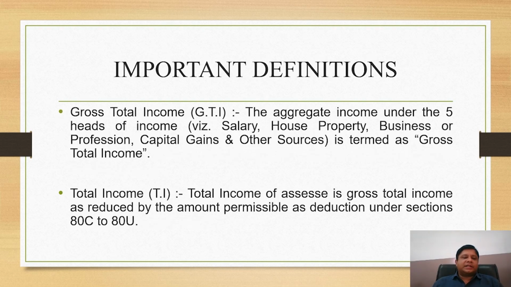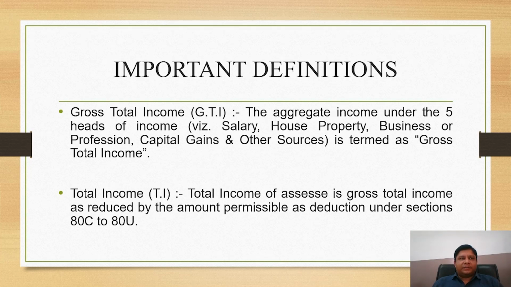Moving further, the next term is GTI or gross total income. Gross total income is the aggregate of income under all the five heads of income after adjusting the set off and carry forward of losses. Deduction under Chapter 6A is provided from gross total income to arrive at total income or taxable income.